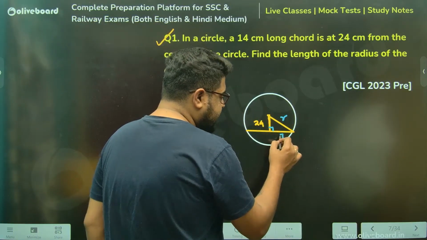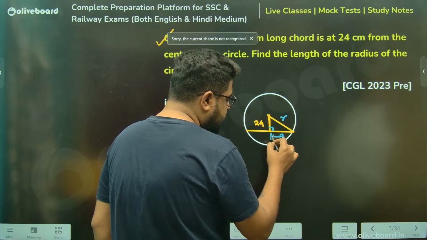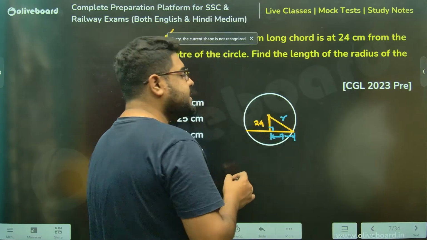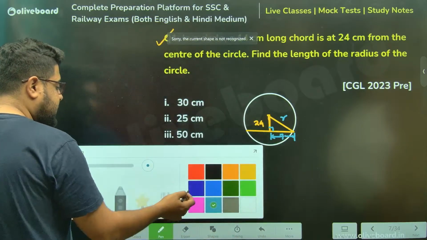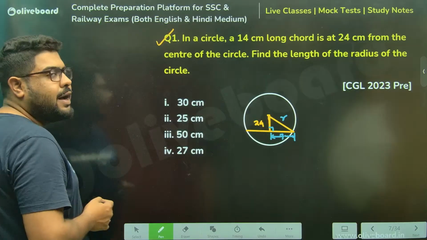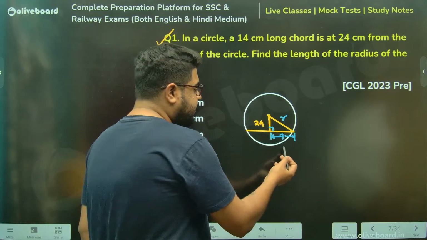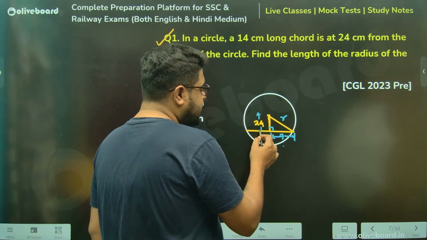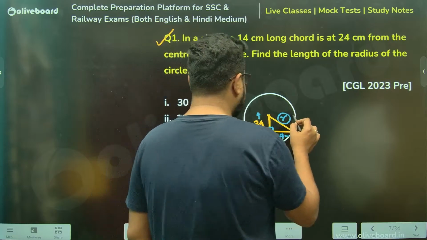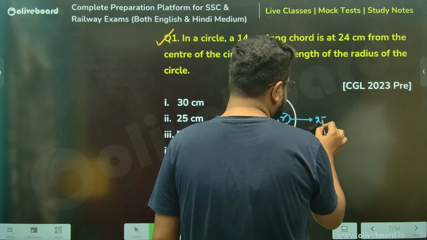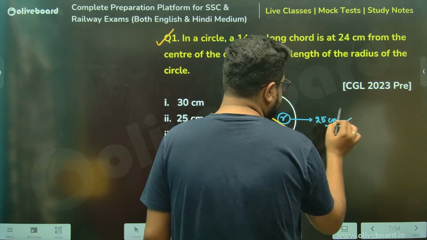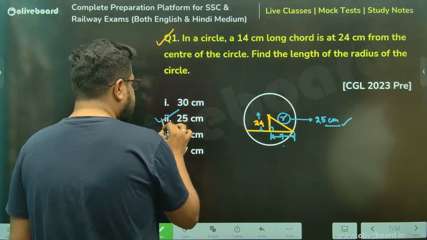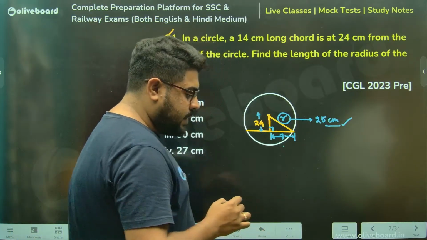So this must be 7, can I say? Can I say, sir, this must be 7, because that was our first property, it will always be half. So if this is 7 and this is 24, then r must be equal to 25 centimeter. It's a Pythagorean triplet. We all know, sir. Or if you want, you can.